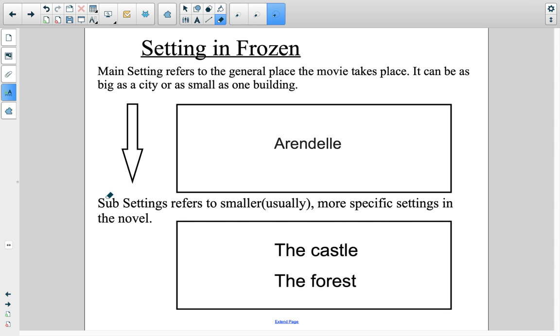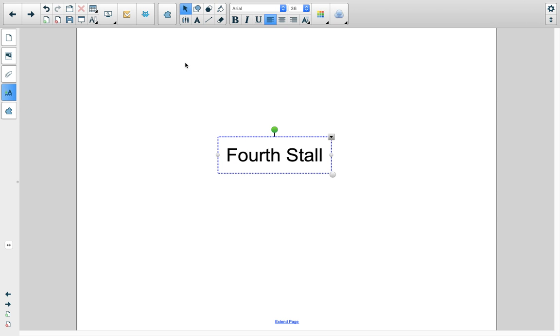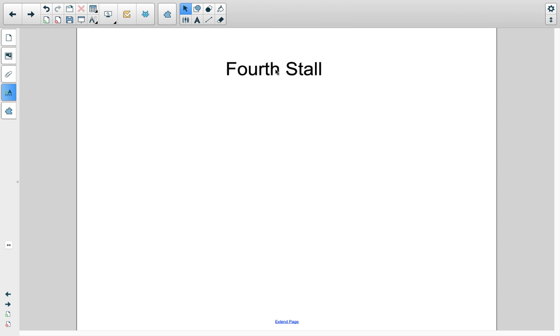The subsettings refer to smaller, usually more specific settings in a novel. For example, a lot in Frozen takes place in the castle, or perhaps in the forest, perhaps on the mountain. So there's different smaller settings. So when we look at fourth stall, we have different settings in fourth stall, right? So if we look at fourth stall, we have several settings.